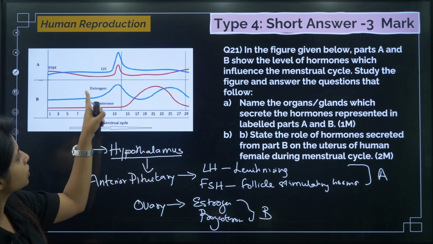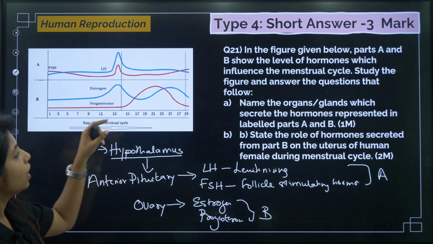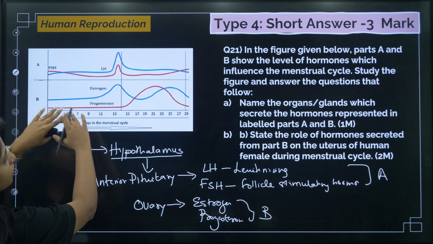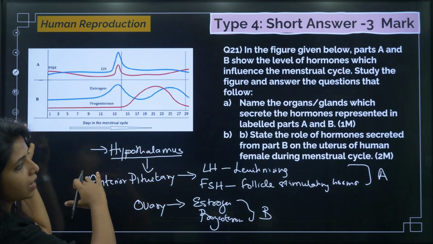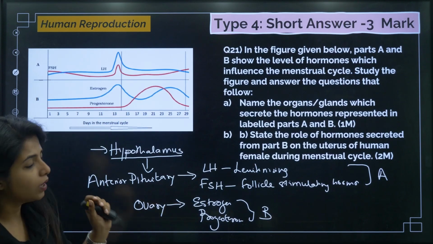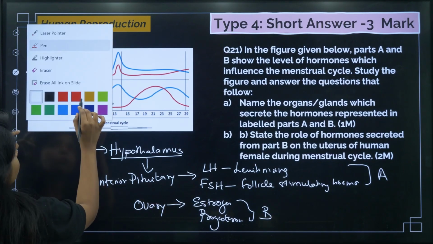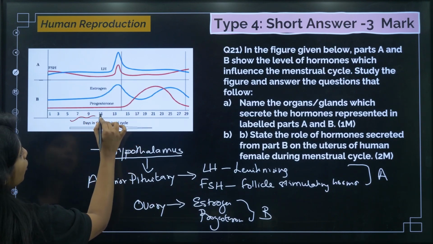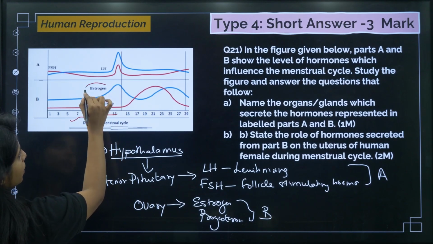So part B, it is estrogen and progesterone, as you can see over here. When estrogen and progesterone is there, this is a phase where the endometrium lining has been fallen down. The menstruation has taken place. Now after this, slowly we want the endometrium lining to form again, which is why estrogen is there.